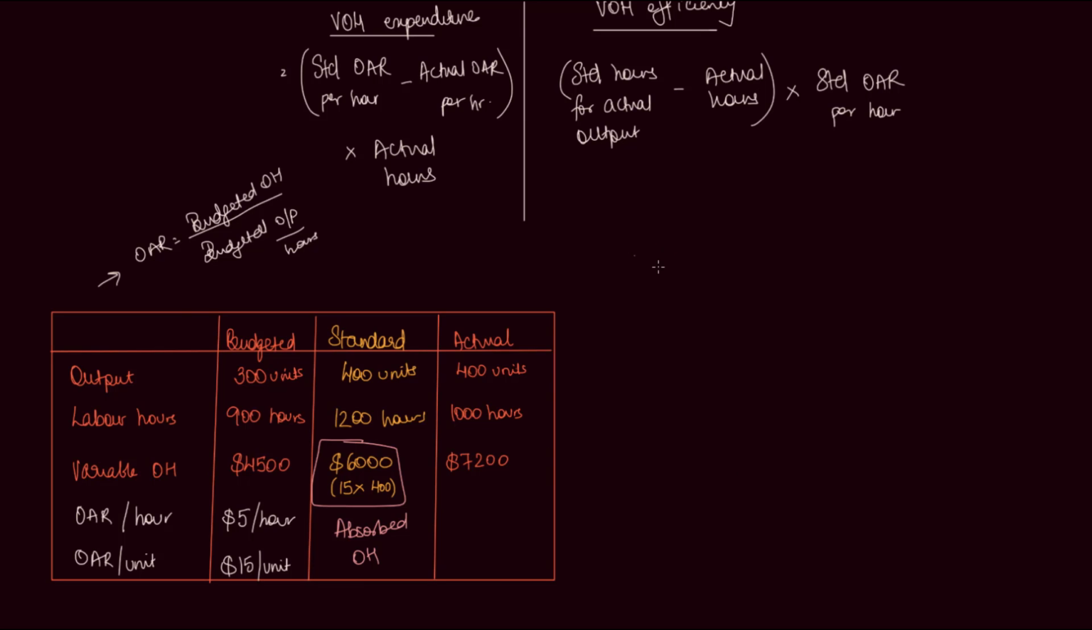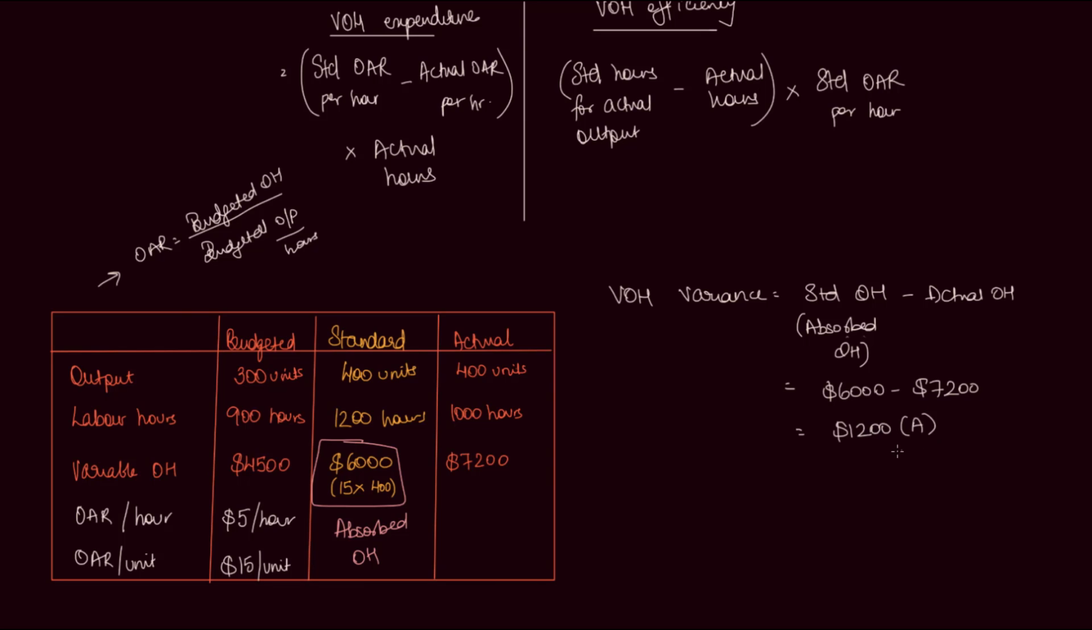So now let's calculate our variable overhead variance first, which is equal to the standard overheads or standard cost, also known as absorbed overheads, minus the actual overheads. Our absorbed overheads is $6,000, but the organization has actually incurred $7,200 in production of 400 units. It means $1,200 extra is spent. So this becomes an adverse variance.